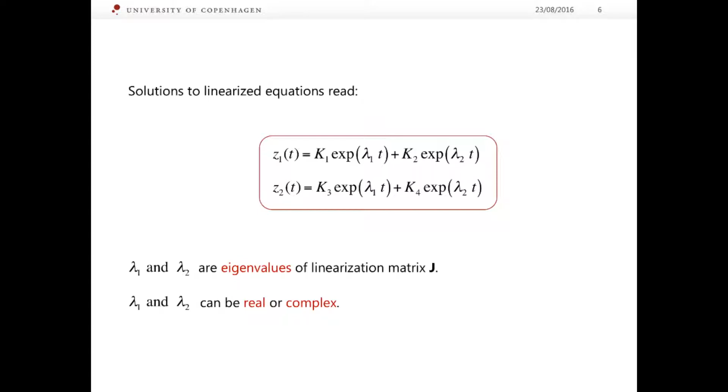The stability of the fixed point, which we're analyzing, will be determined by the temporal behavior of the functions z1 and z2. The temporal behavior of the small deviations z1 and z2 will be determined by the actual values of the eigenvalues lambda 1 and lambda 2. Therefore, the stability of the fixed point in question will depend on these values.